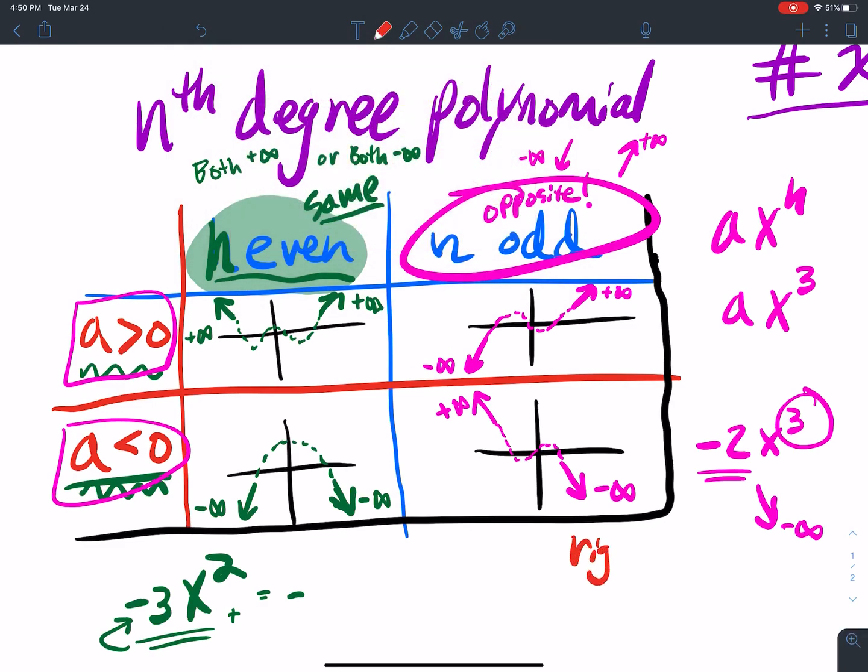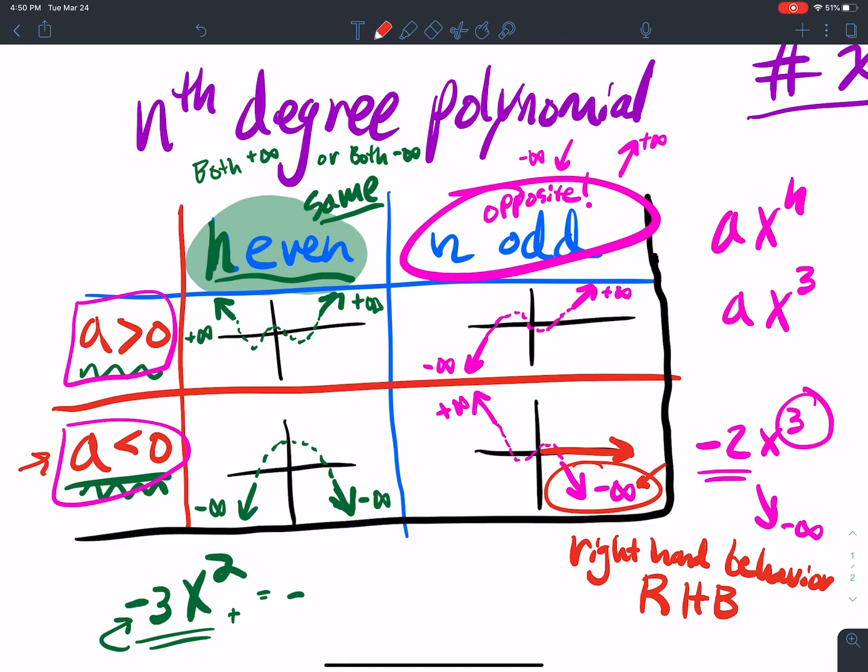I hope that this helps out when you could be asked, what is the right-hand behavior? Sometimes it's abbreviated RHB. That's on the right side, and that's what we always try to figure out first. Because if it's a negative number, it's going to negative infinity. If it's a positive number, it's going to positive infinity. The coefficient in front.